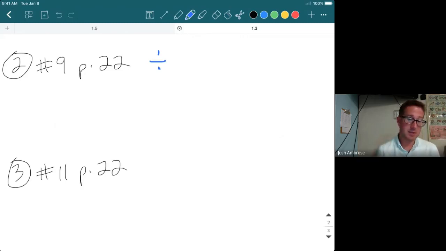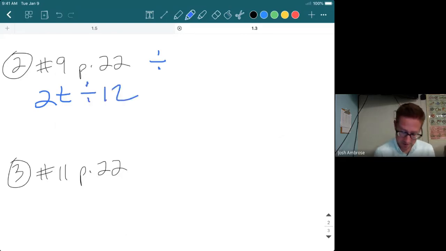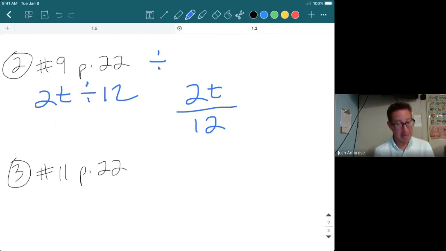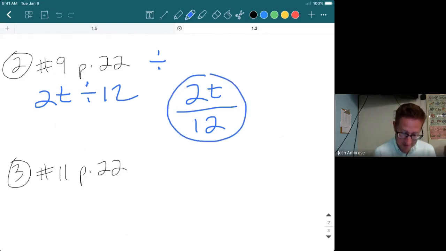Anytime something says twice, that means multiply by 2. So you're going to have 2t. That is twice a number t. So it says the quotient or the division of that, 2t, and 12. So you could just say, all right, divide by 12. I'm good with that. If I'm being honest, I would actually prefer that, so it looks a little bit more like a fraction, which also is the same thing as division. Okay, so I'm going to circle that one because that is my preference. That's how you write this.